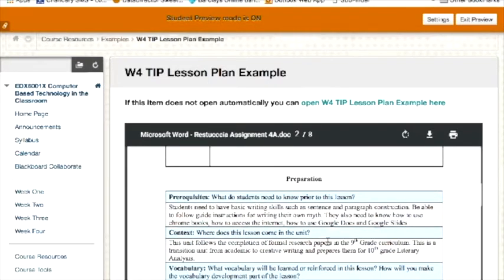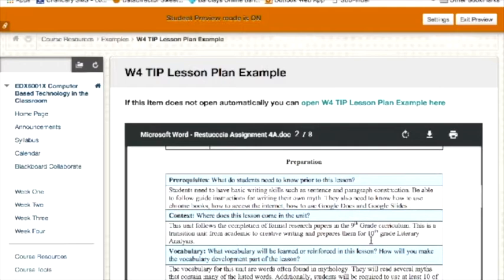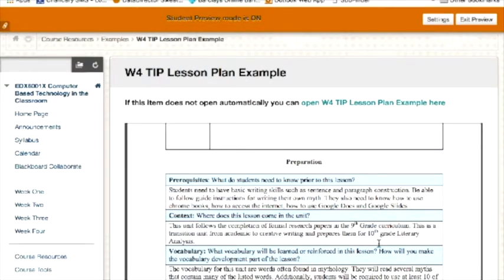Okay, other than that, it reads like a typical lesson plan where you talk about your prerequisites, and this is just in general where your lesson comes in the grand scheme of things. So what students have already done, what they already need to know and be able to do before they take on your lesson.